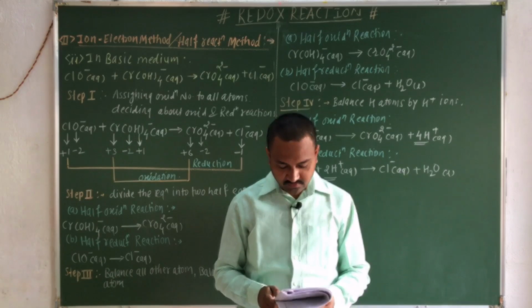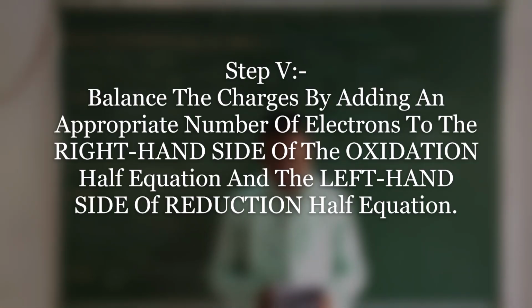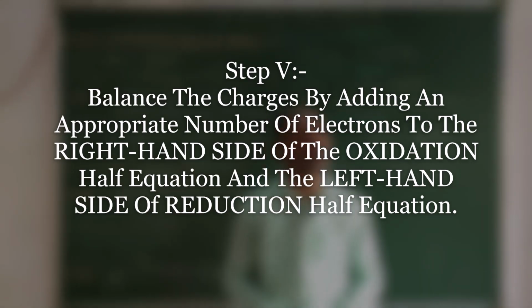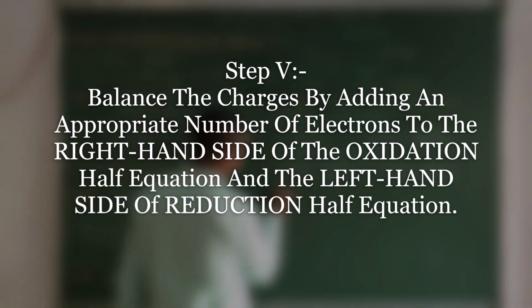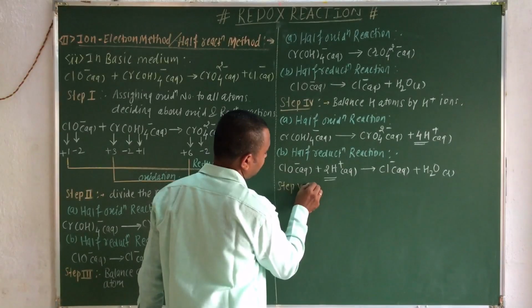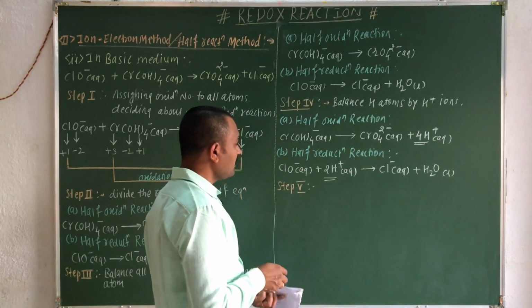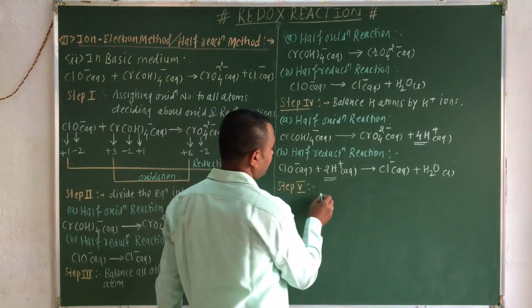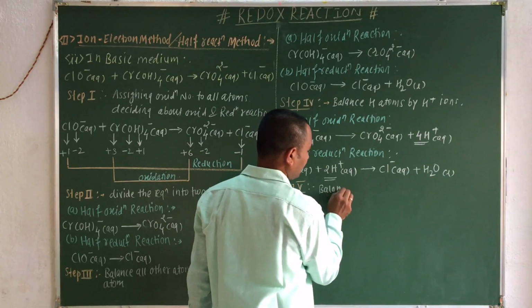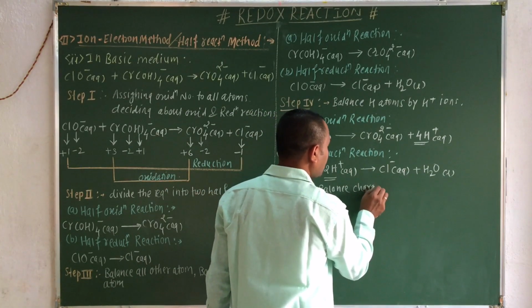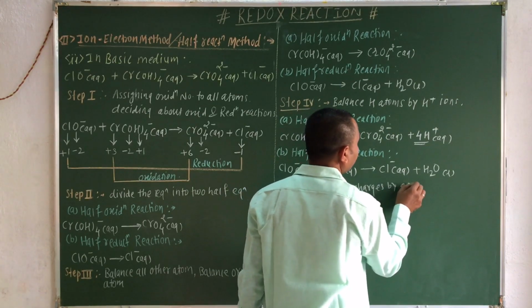Now step number five. Balance the charges by adding an appropriate number of electrons to the right hand side of the oxidation half equation and to the left hand side of the reduction half equation. Step number five, it is very important. So many students get confused in this step. Now what does this step say? Balance charges. Balance charges by electrons.